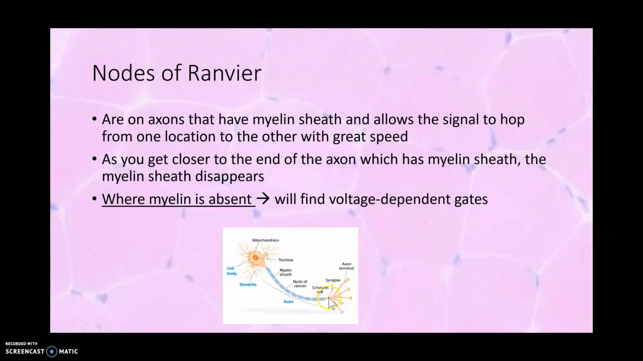So right here, we're going to zoom in, but right here where the myelin sheath stops, we're actually going to have voltage-dependent gates, and those are critical to trigger synaptic transmission at this neuromuscular junction. At these bulbs right here, these bulbs are going to be the ones that are connecting at that chemical synapse with the muscle cells themselves.